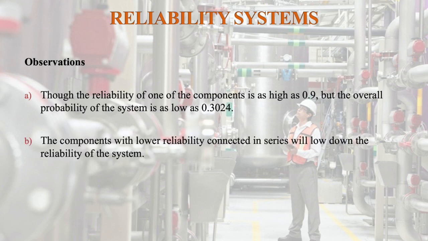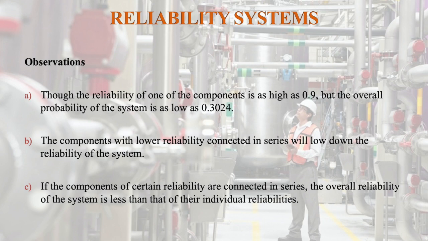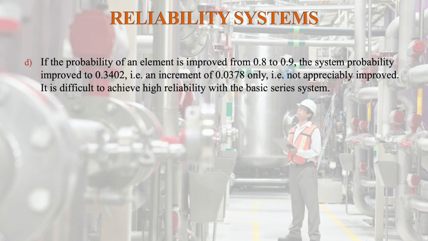B, the components with lower reliability connected in series will lower down the reliability of the system. If components of certain reliabilities are connected in series, the overall reliability of the system is less than that of their individual reliabilities. If the probability of an element is improved from 0.8 to 0.9, the system probability improves to 0.3402, that is an increment of 0.0378 only, that is not appreciably improved. It is difficult to achieve high reliability with the basic series system.